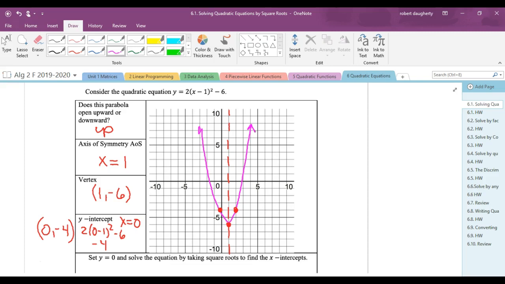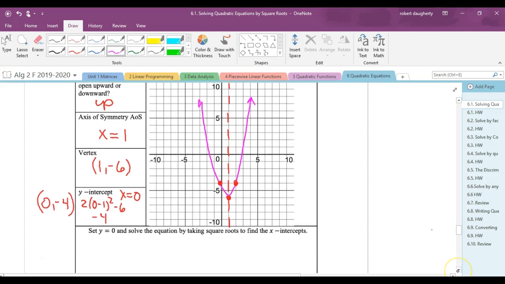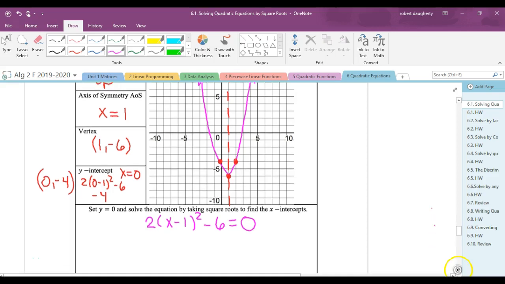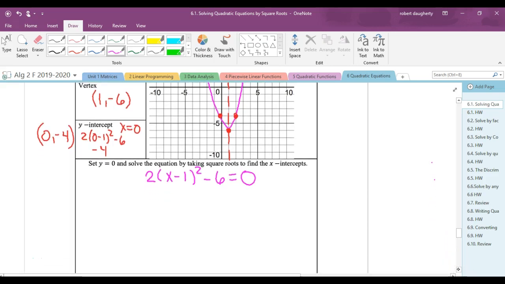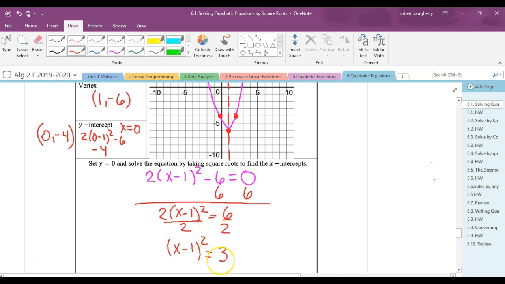Set it equal to 0. So to find out where it crosses the axis, what is this guy? It's 2 times x minus 1 squared minus 6. To find out where the y value is equal to 0, just set this whole equation equal to 0. And let's pretend like we just had a lesson on how to solve something like this. What will I do to both sides? Add 6. So I get 2 times x minus 1 squared equals 6. Now I do what? Divide by 2. And I get x minus 1 squared equals 3.